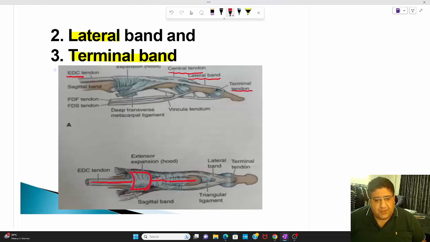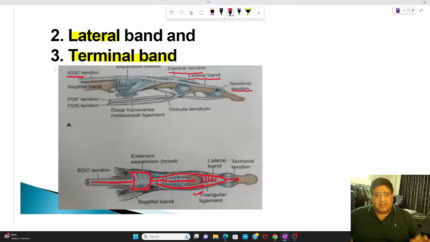And then we have the lateral band. You can see that they are going to make a terminal band, which is going to get inserted onto the base of the distal phalanx. Now this lateral band is connected here with a ligament. What is that ligament called? Triangular ligament. So guys, all in all, the chapter is clear, the story is simple.